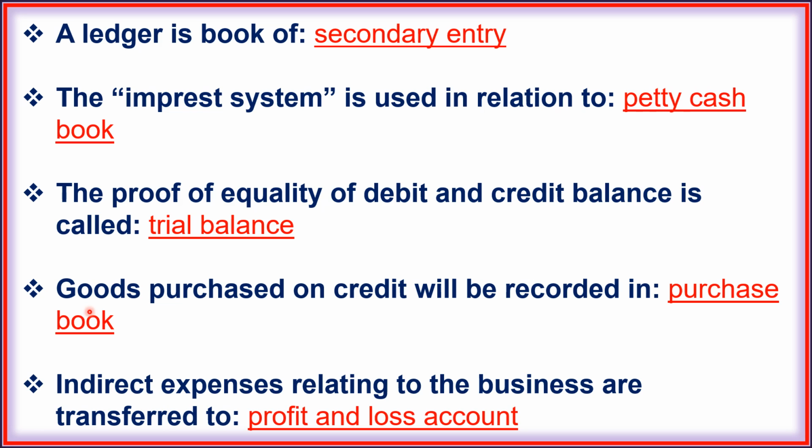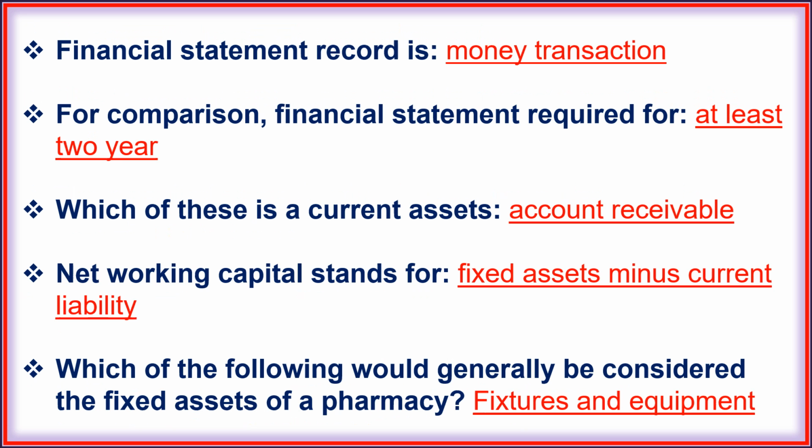Next, goods purchased on credit will be recorded in purchase book. Next, indirect expenses relating to the businesses are transferred to profit and loss account. Next, financial statement record is money transaction. Next, for comparison, financial statement required for at least 2 years. Next, which of these is a current assets? Account receivable.